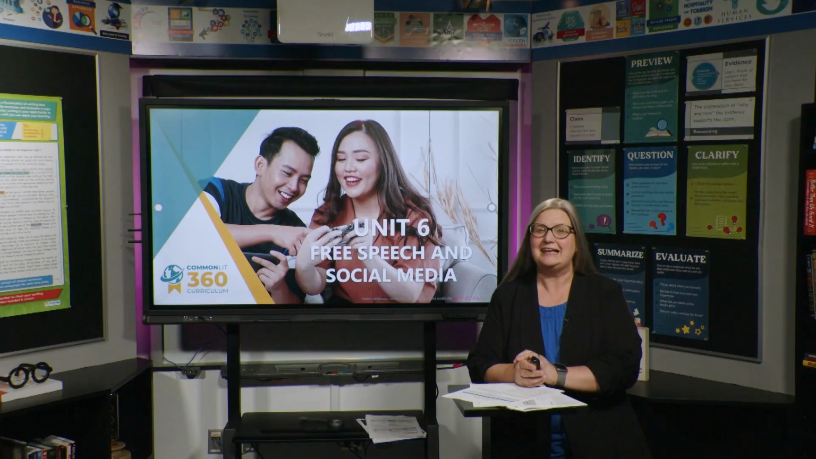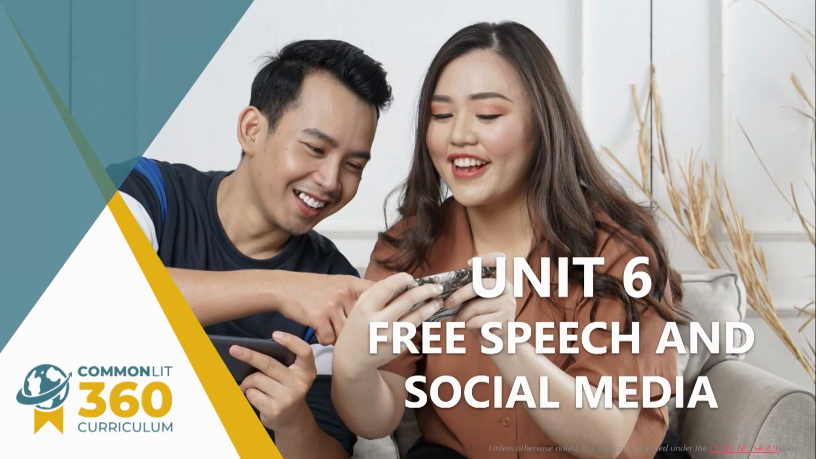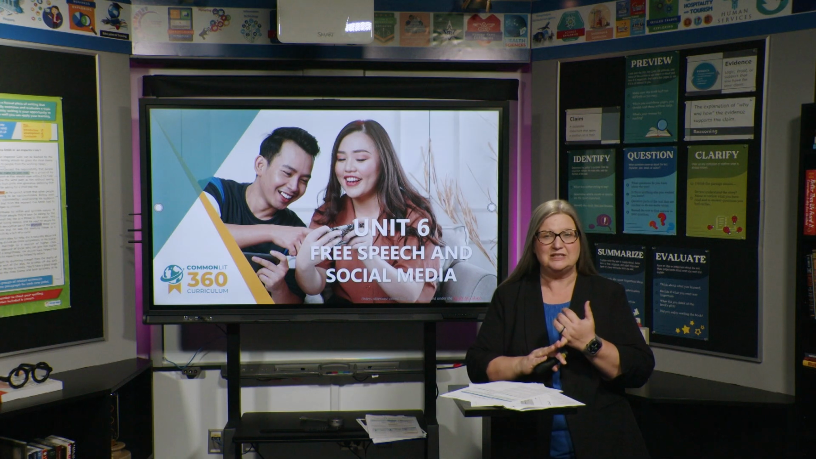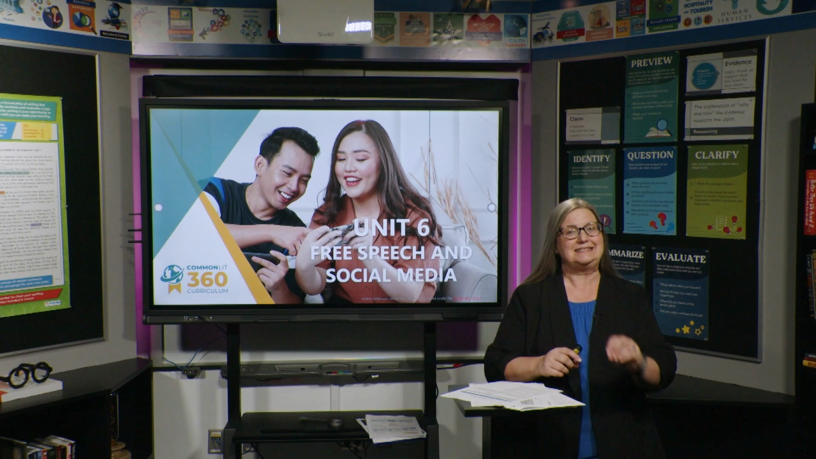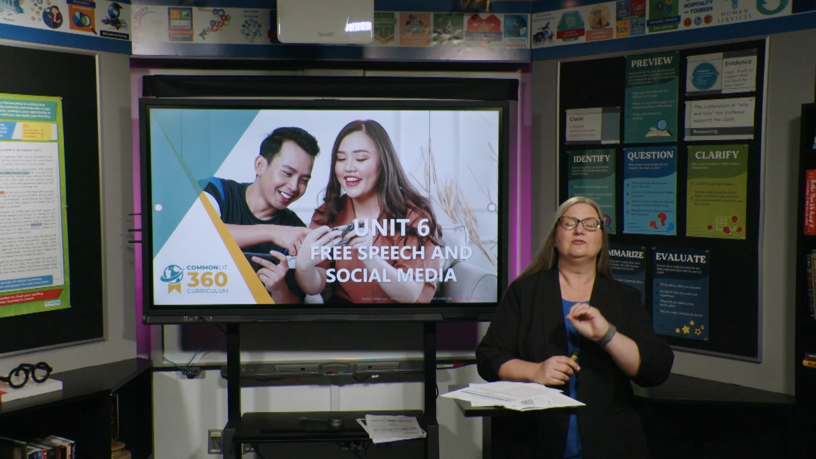First, this is a CommonLit unit. This is Unit 6 in the CommonLit 360 curriculum. Your teacher that's in your classroom can find all of the resources for this unit on the CommonLit website, specifically in the 360 curriculum. And so your teacher can either print those resources or can assign them in CommonLit for you to complete them on your computer.